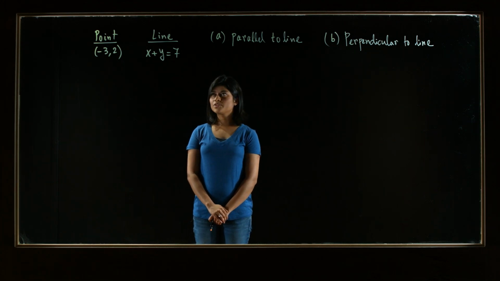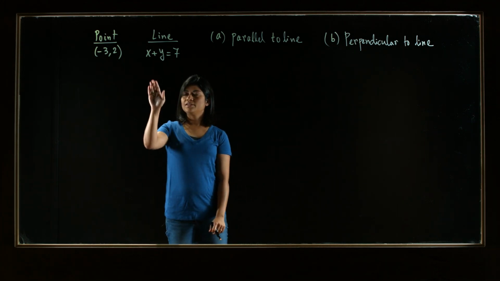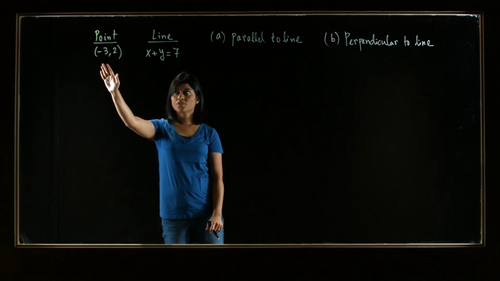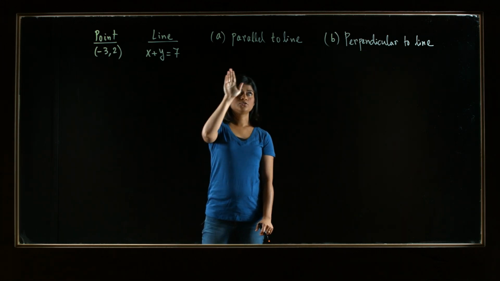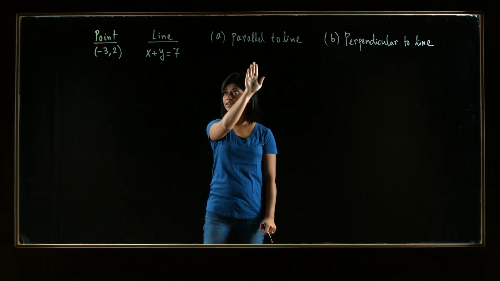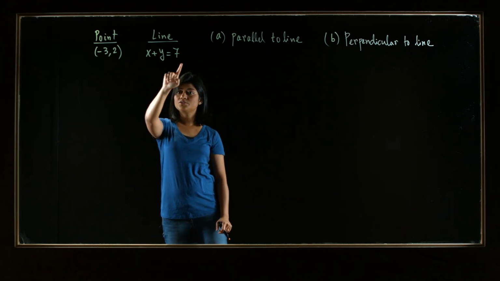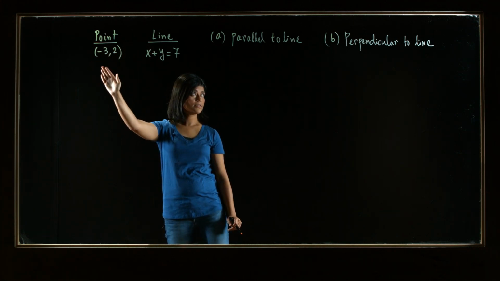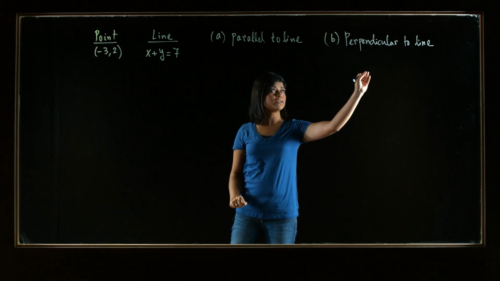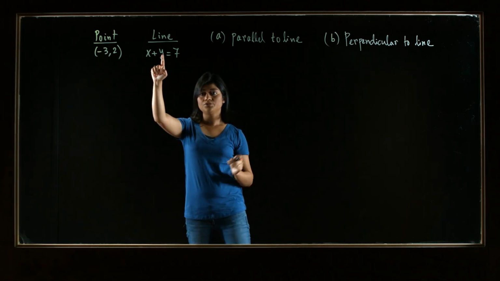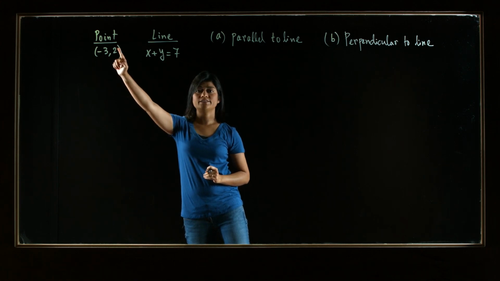In this problem, we have an equation of a line and a point given. We have to find two things. We have to find the equation of another line that is parallel to this first line passing through this point, and the second part is we have to find the equation of a line that is perpendicular to this given line and passing through this point.